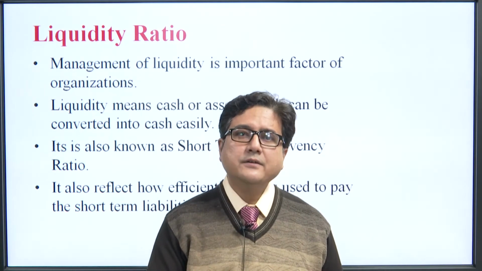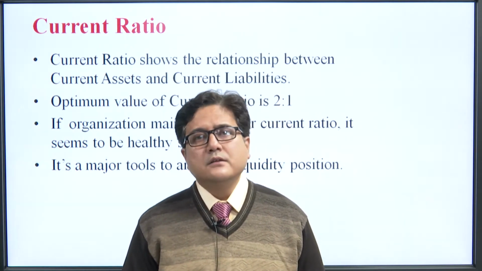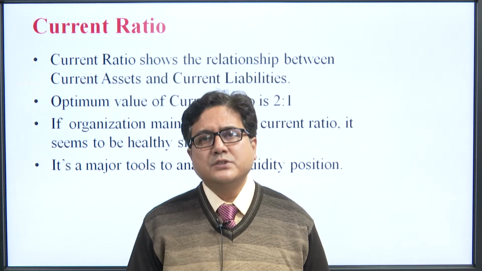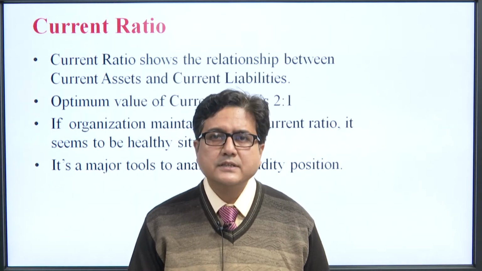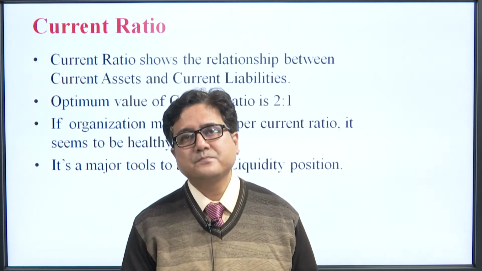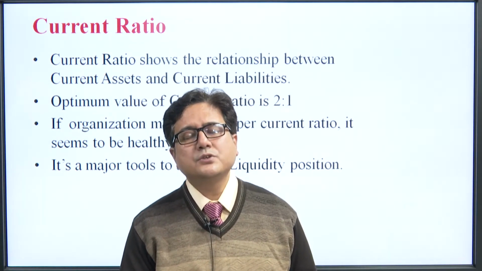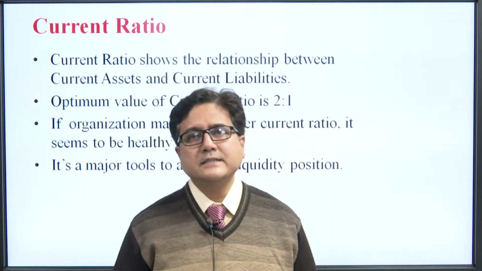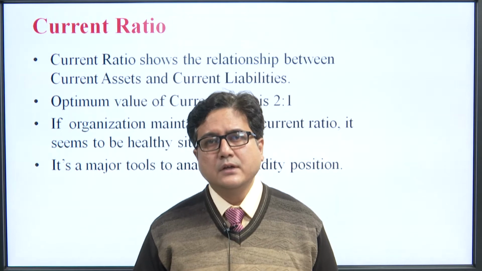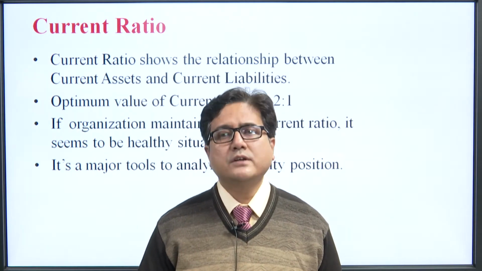So, how can we calculate? There are 3 basic ratios in the liquidity ratio, and the first is the current ratio. This current ratio shows the relationship between current assets and current liabilities. The optimum current ratio is 2:1.